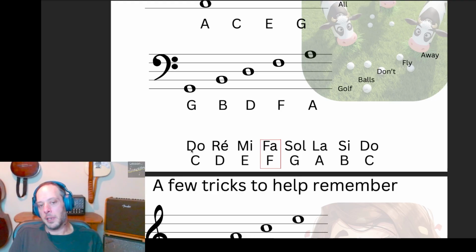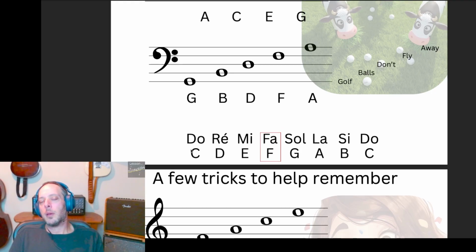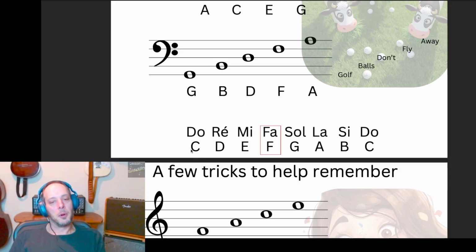One other thing too is, at least where I'm from, I live in Quebec, and we have books available in stores that are in French and books that are in English. I tend to notice that most of the books in English will use C, D, E, F, G, or just the letters of the alphabet. But books in French will use do, re, mi, fa, sol, la, si, do. We've all heard that too.